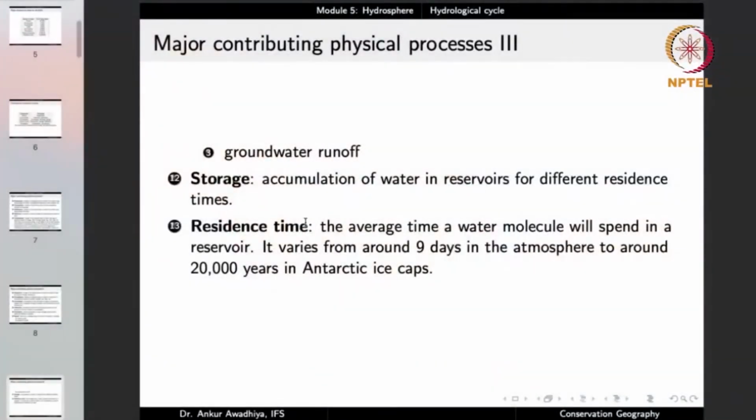Now we have talked about different reservoirs such as oceans or atmosphere or ice caps or groundwater. And when we talk about the residence time, what is the average time that a water molecule will spend in the reservoir once it has entered into this reservoir? So the residence time can be as low as 9 days in the atmosphere. So on an average, a water molecule stays in the atmosphere for only 9 days, after which it gets condensed or it gets precipitated or deposited somewhere, to around 20,000 years in the Antarctic ice caps. So if a water molecule has entered into the Antarctic ice caps, it can expect to stay there for around 20,000 years.